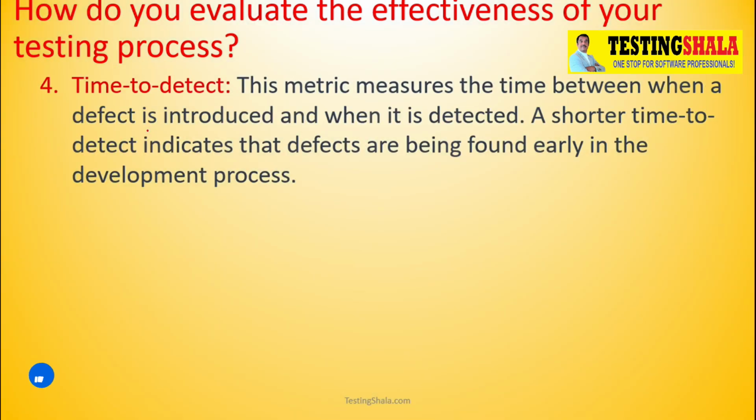Then the fourth one is time to detect. When a feature is implemented and when the issue gets detected, a shorter time indicates defects are found as early as possible in the development process. Let's say the defect is found later in the game, that means there is a lack of testing process here. We have not brought the right testing process because we are only catching issues later in the game. If we are able to catch them early in the game, then we can easily say we have effectiveness in our testing process.